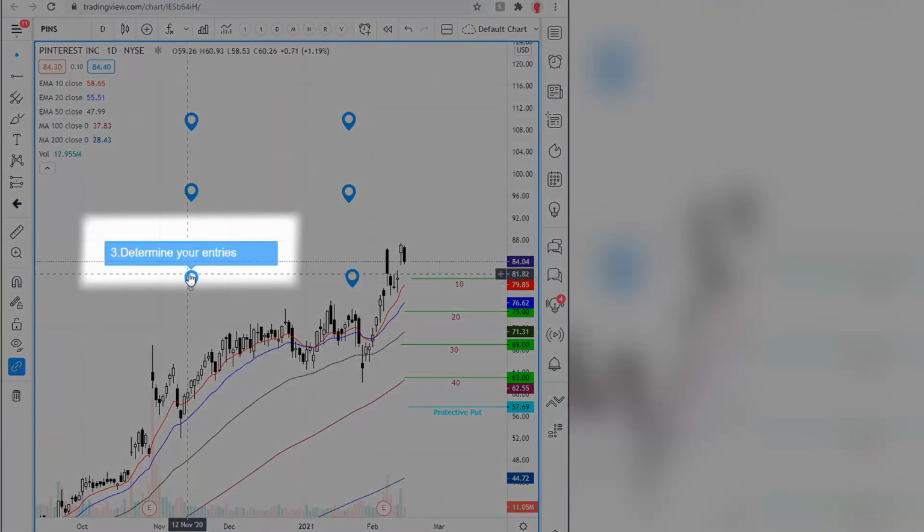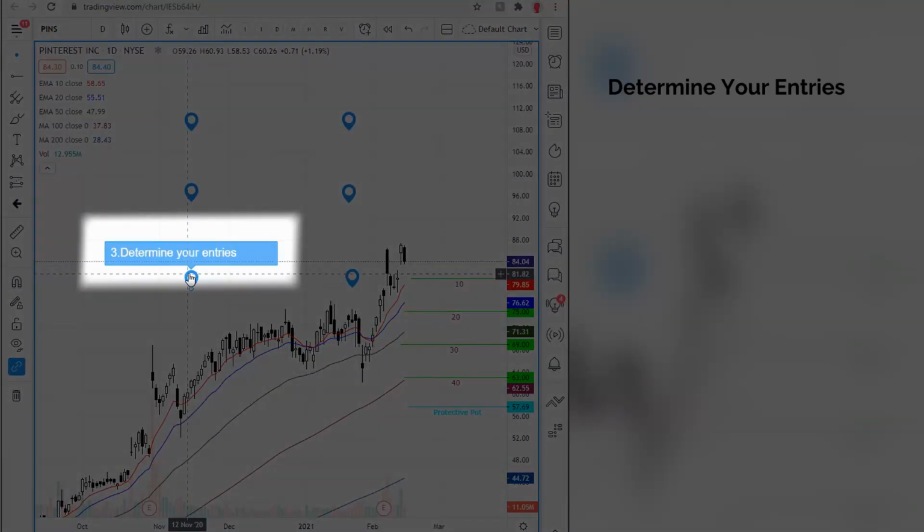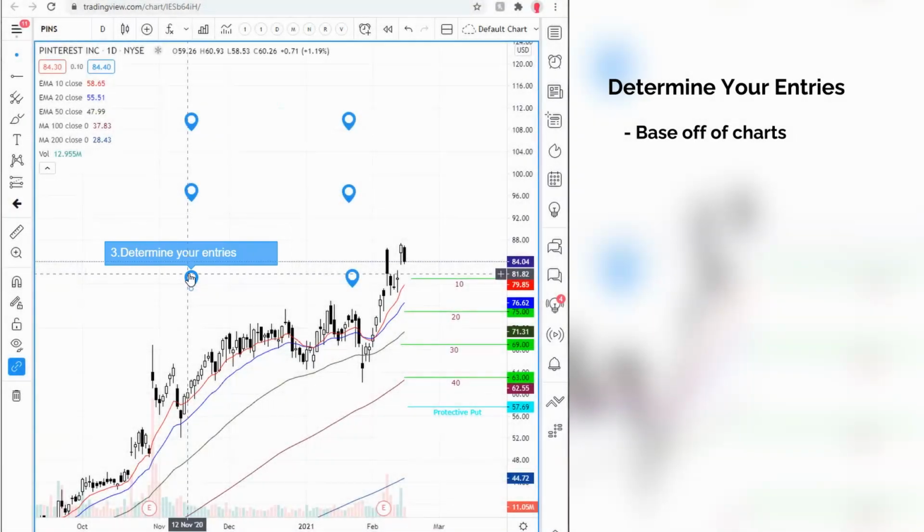The next thing that you're going to do is determine your entries. You're going to want to base those off of the chart, and you're going to use support and resistance, moving averages, candles. A lot of different things can be used on this. You can use fib numbers, you can do fib retracements. A lot of things can be used to determine those levels, and that's going to be your preference. But you want to determine those levels ahead of time.